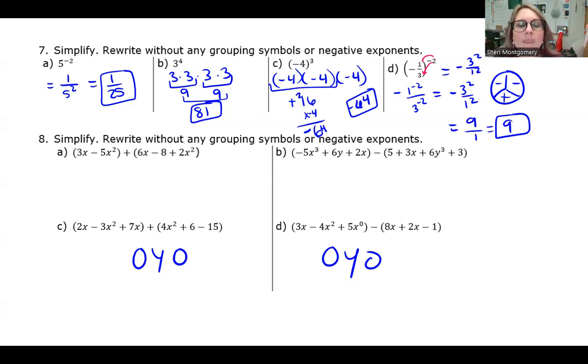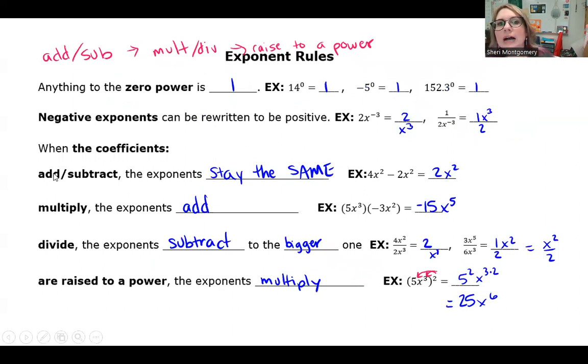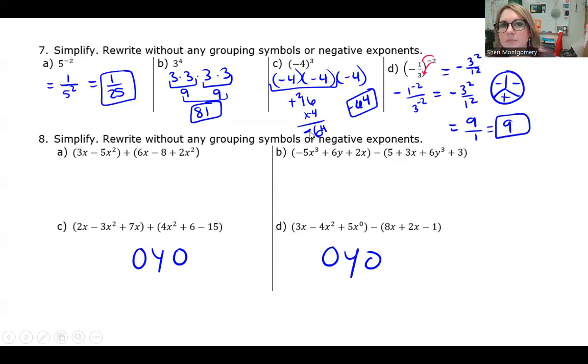Okay. The next ones that we are going to do are just adding and subtracting. So all it really is, is combining like terms. You got to put like terms together. So you can remember that here, when you're adding or subtracting the coefficients, the exponents are going to stay the same. So you just got to put x squared with x squared, x's with x's, x cubed with x cubed. If something doesn't match up, that's fine. It will stay the same.